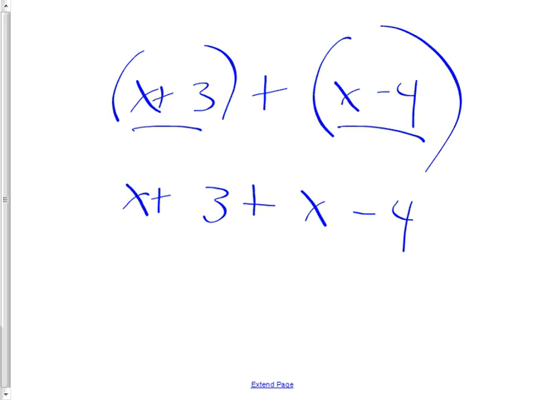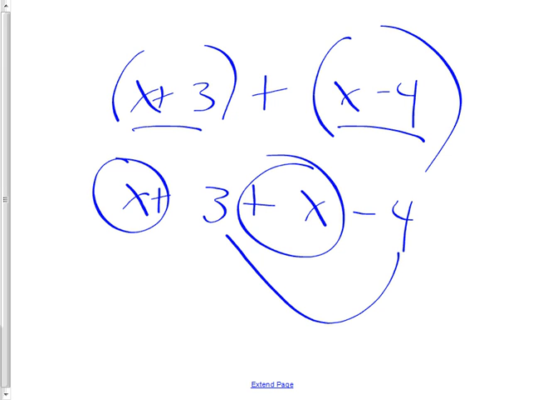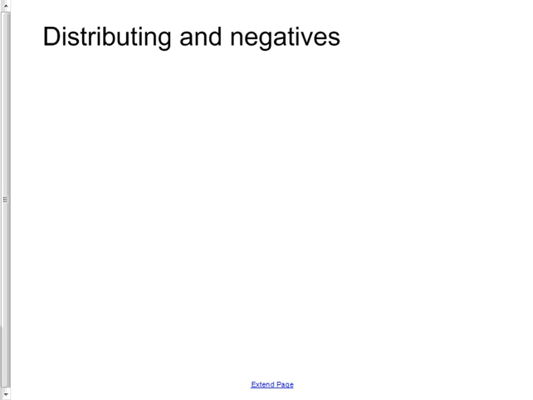And now I can combine things that are alike. Like that and that would make what? 2x, and these guys would make? Minus 1. All right. I'm starting easy. Don't worry. It'll get a lot harder than that.